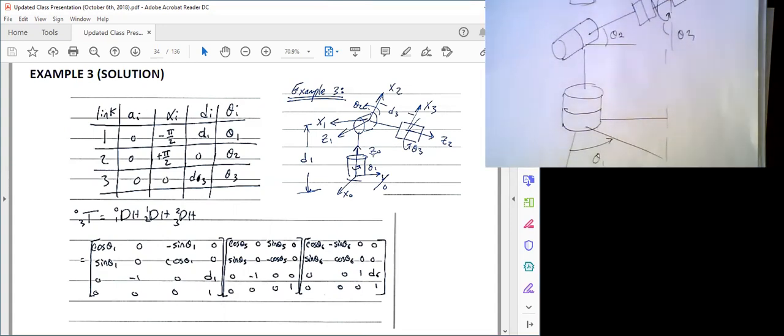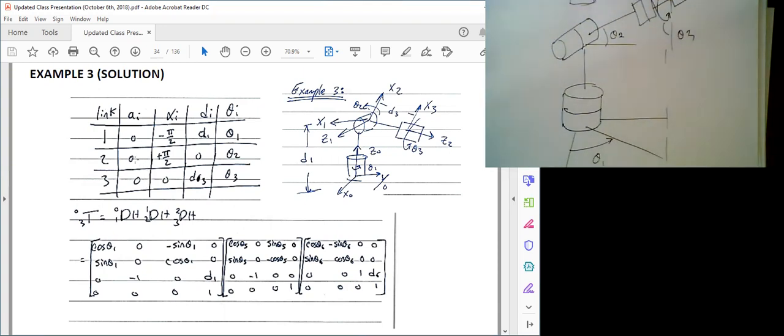And this is why this will always work, because we always require that x1 is perpendicular to Z0, and I know x0 is perpendicular to Z0. It means that theta 1 can only be one angle between x0 and x1. It will always be about Z0 because I'm always requiring x1 to be perpendicular to Z0 as well.